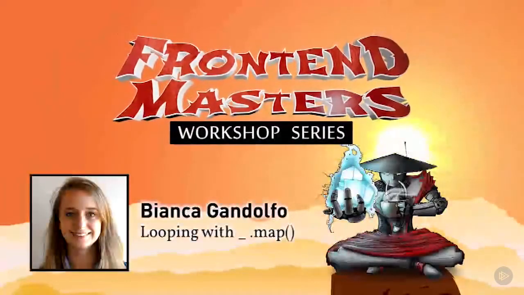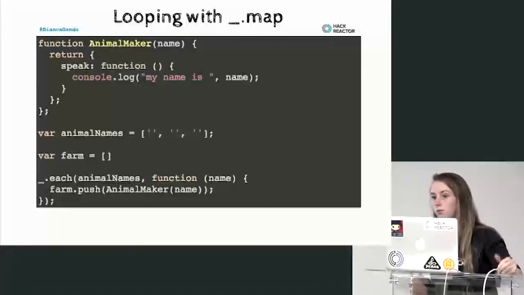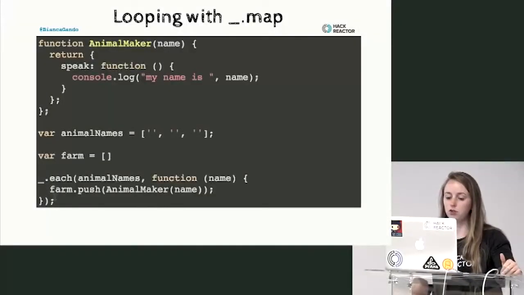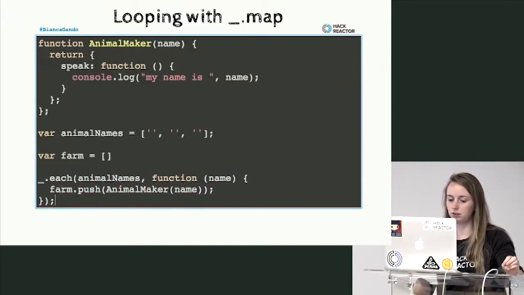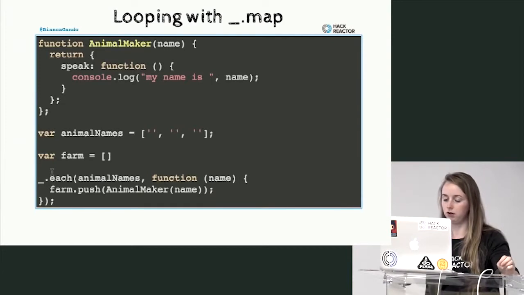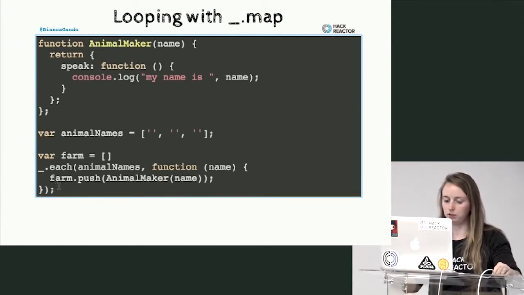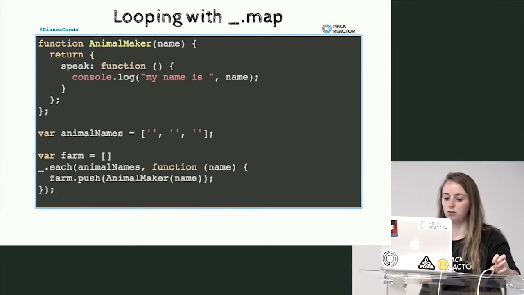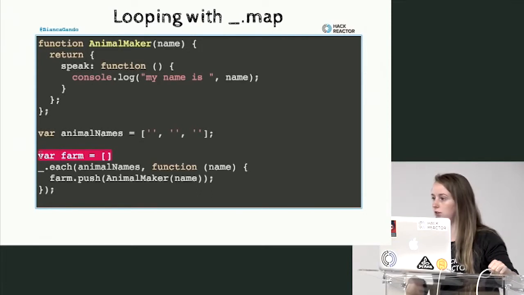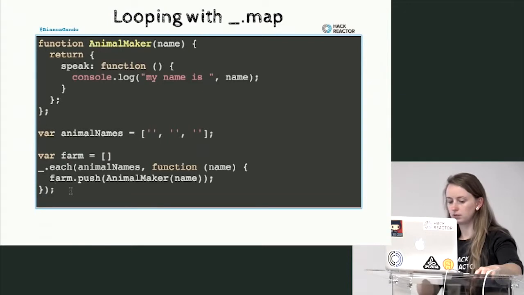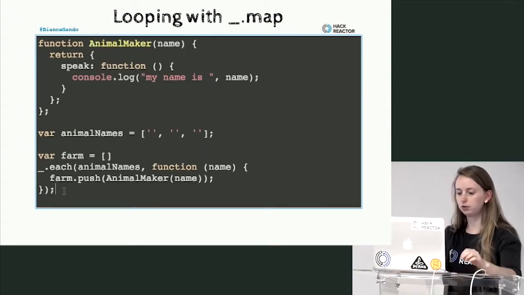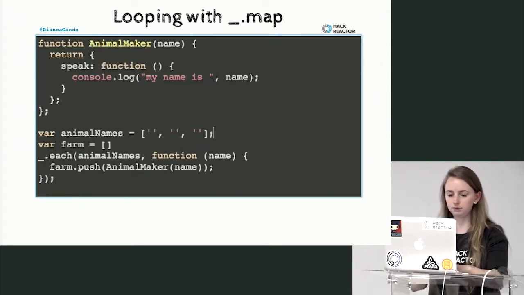Cool, so knowing what we know now about map, maybe it makes more sense instead of using each to rewrite this using map. So that's our next step, and I'll give you about 5 minutes to get started with translating this each function into a map function that saves all of our animal objects into our farm. All right, so what's the first thing that we need to do here?